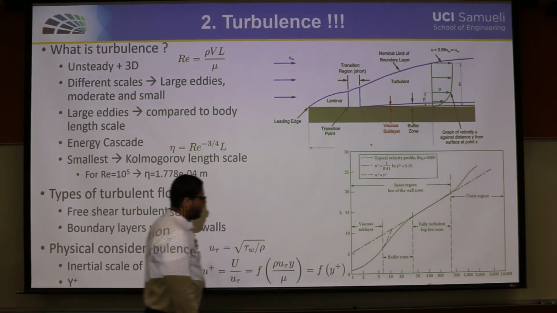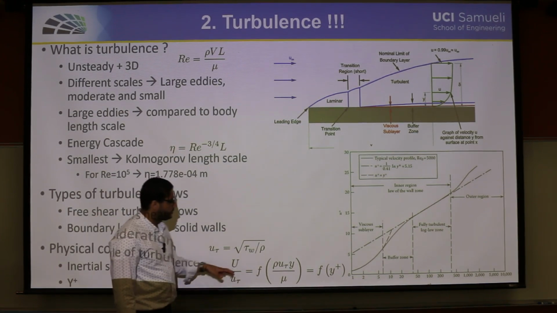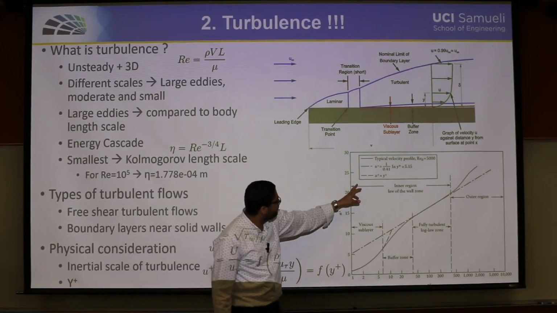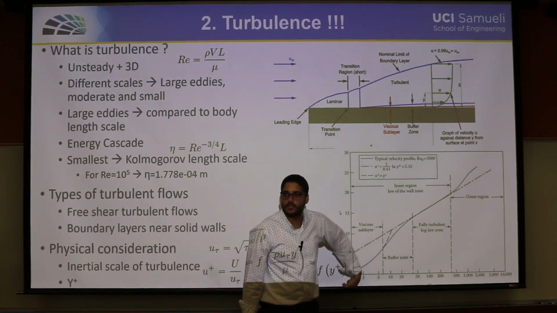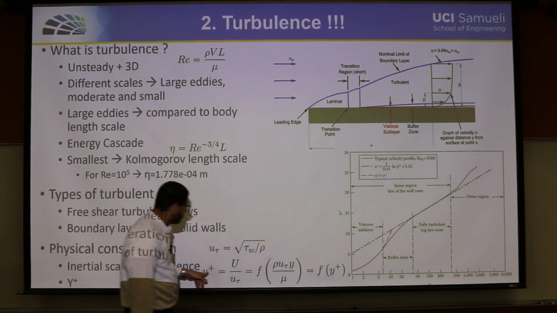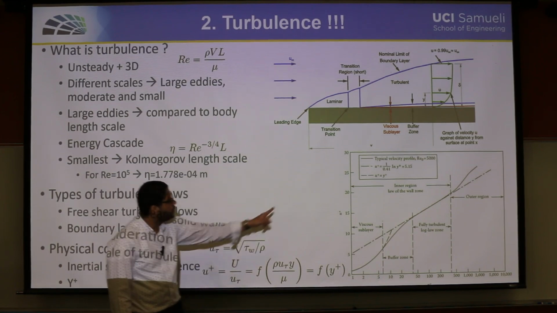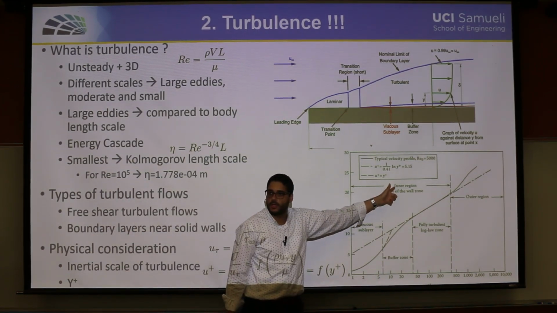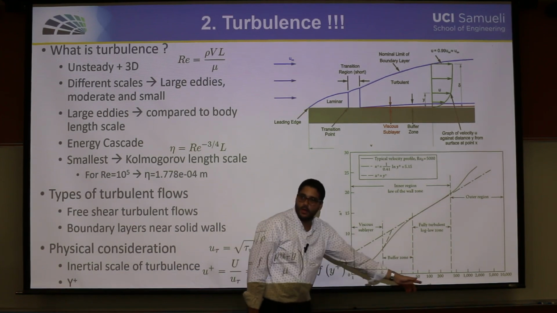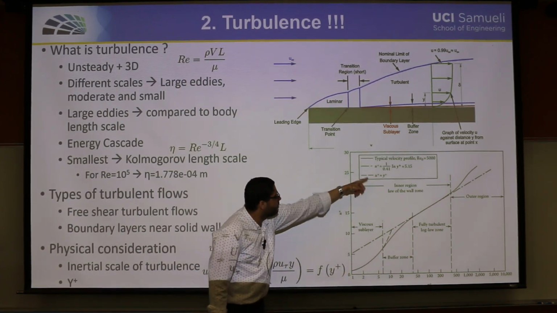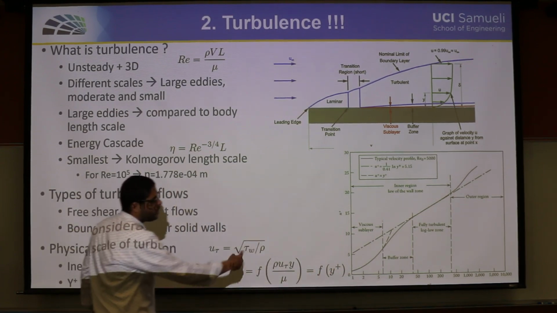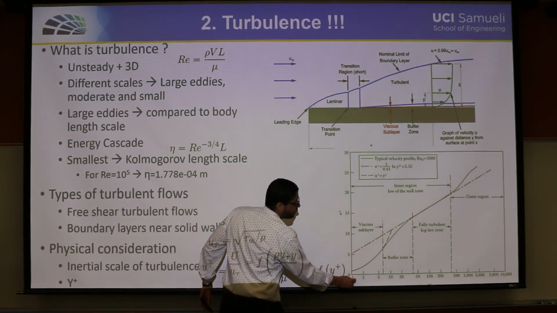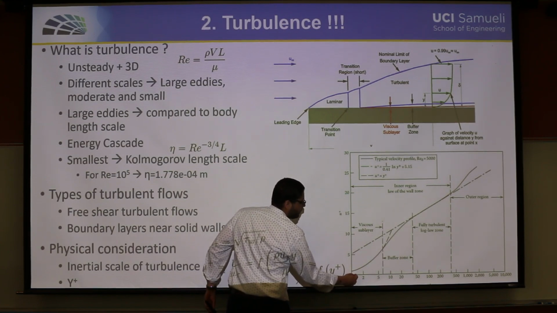Why is that? Because this is a log scale, so if u plus is equal to 0 and u plus is equal to y plus at this point, and we are taking the log, then anything to the power 0 must be equal to 1. So that's why you will find that y plus values at the wall should be at least 1 or smaller.